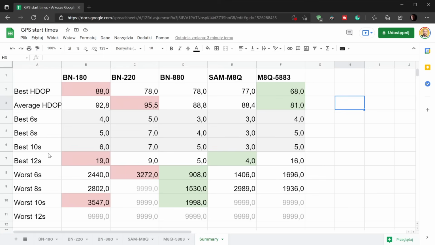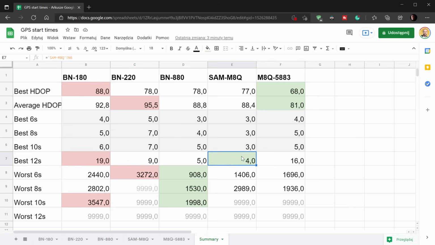We will kinda skip the section of the best 6 sat fix, best 8 sats fix and the best 10 sats fix because the data is really very comparable, the differences are really slow. We are talking either about 3 seconds or 5 seconds for the worst. So this is not really very interesting. However, it gets slightly more interesting when we go into the best 12 sats fix. And here the worst one turned out to be BN-180 and the best one was the Matek SAM-M8Q.